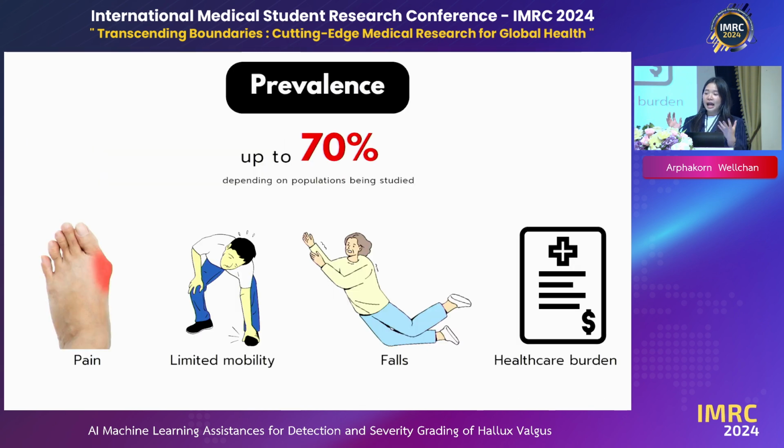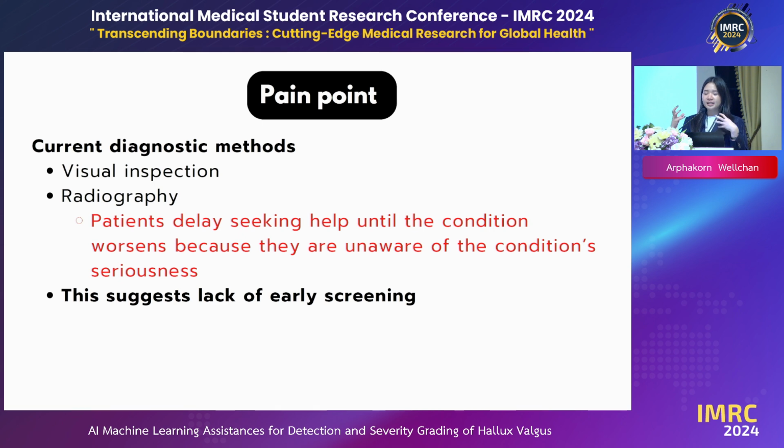Did you know that up to 70% of the population globally struggle with this condition, depending on the population being studied? It may seem like a minor issue, but many people struggle with pain, limited mobility, and even falls. So it might seem like a minor issue, however, it causes a healthcare burden. And so why does this condition often get diagnosed at a very advanced stage?